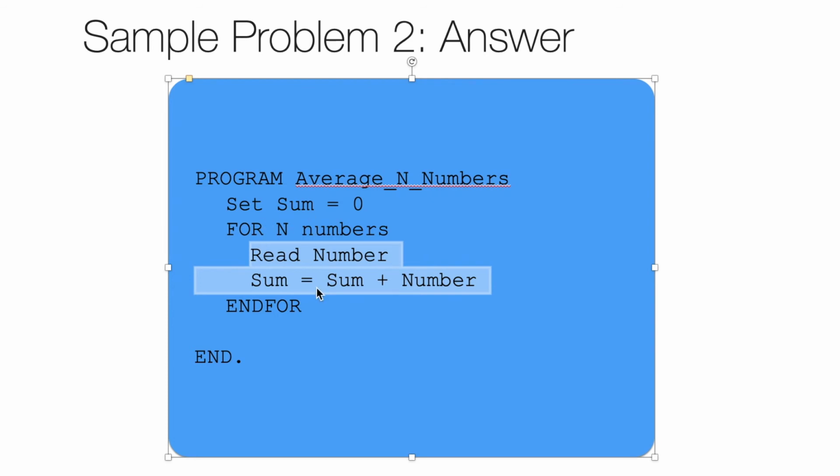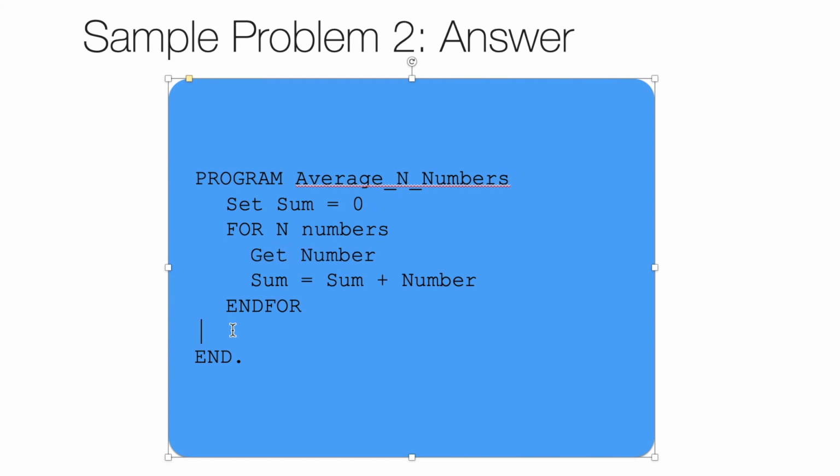After completing this repetition task, my sum should contain the summation of all the n numbers that I have read from that file. And if I am planning to get these numbers from the user, then I can use the get keyword instead of read.